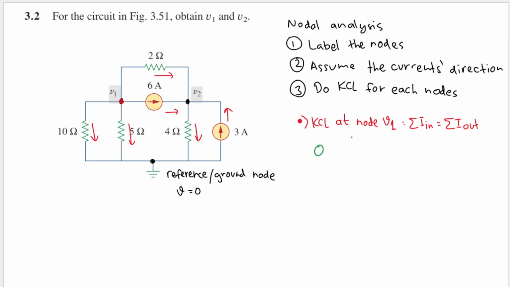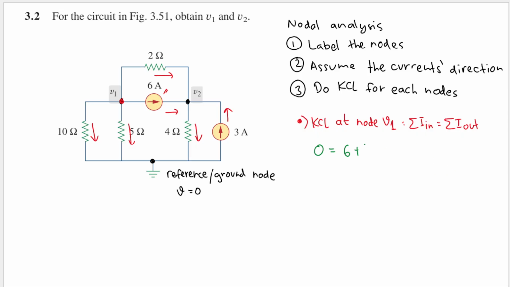Good. And then let's start with the easy one first. This 6 ampere current source, because we know exactly how much the current is here, which is 6 ampere. So we will have 6 here. That is the easy one. But for this 2 ohm resistor here, we need to calculate it using Ohm's law because this is not a current source but a resistor, right?